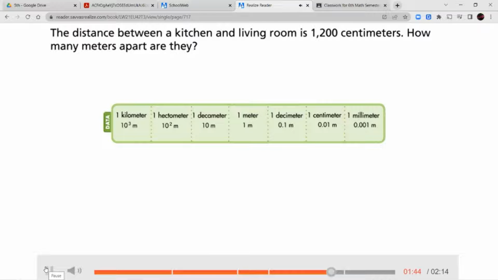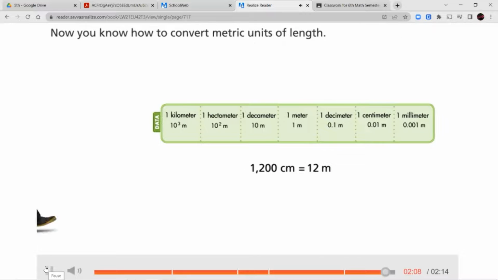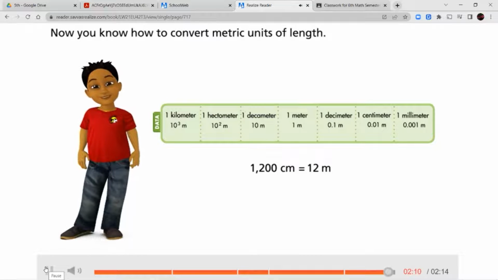The distance between a kitchen and living room is 1,200 centimeters. How many meters apart are they? To change from smaller units to larger units, divide. Find 1,200 divided by 10 to the second power. So the kitchen and the living room are 12 meters apart. Now you know how to convert metric units of length. Great job!